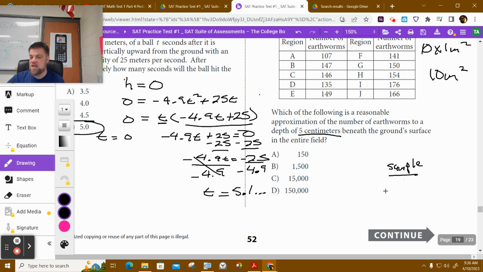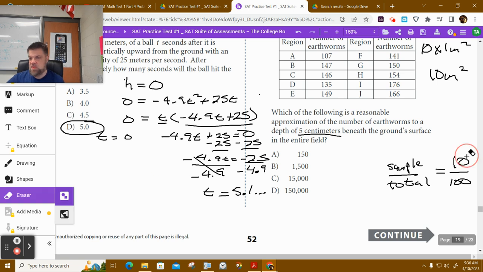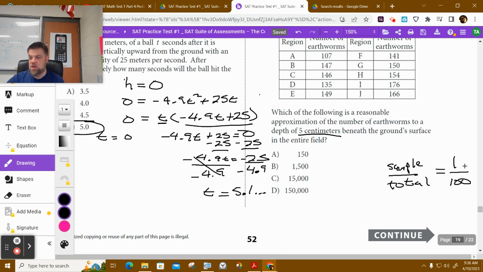So here's the trick to this: the sample size goes over the total size. And that's how we determine the scale or proportion. So you would say 10 over 100, right? Or, now that I think about it, maybe we should just focus on the one sample size of 1 meter squared. So each sample that they have is 1/100th of what they have.